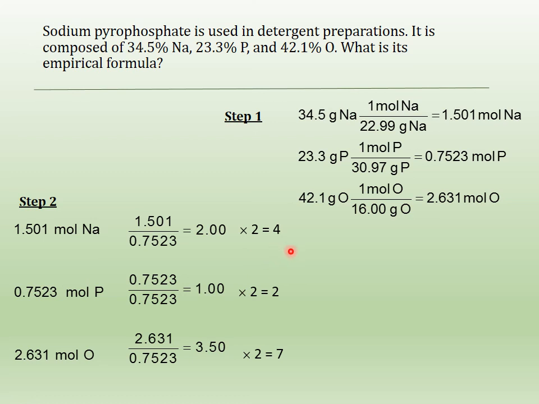So 4 for sodium then, and 2 for phosphorus, and then oxygen will be 7. And so finally your empirical formula is Na4P2O7. Okay, so that is how you work out an empirical formula.